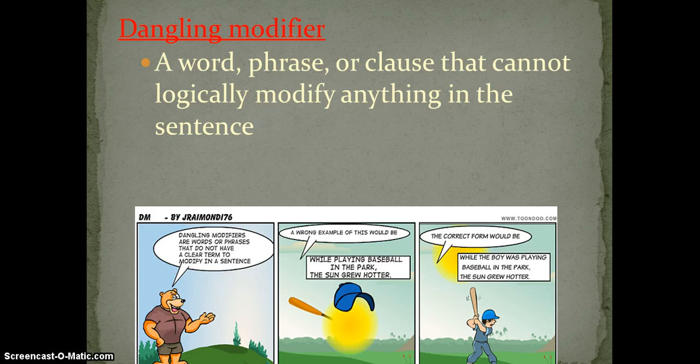In the cartoon, we have a wrong example of using a modifier because this is a dangling modifier. We have: while playing baseball in the park, the sun grew hotter. So here we have the sun playing baseball in the park. That doesn't seem right. We do not have who or what was playing baseball in the park, and so that modifier, while playing baseball in the park, does not modify anything. The correct form would be: while the boy was playing baseball in the park, the sun grew hotter.